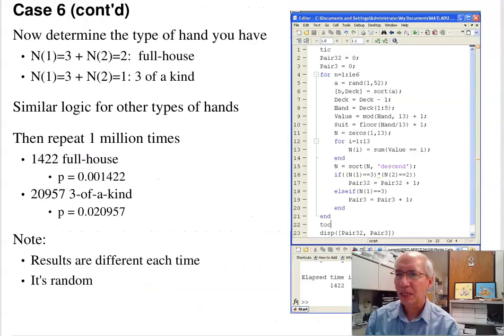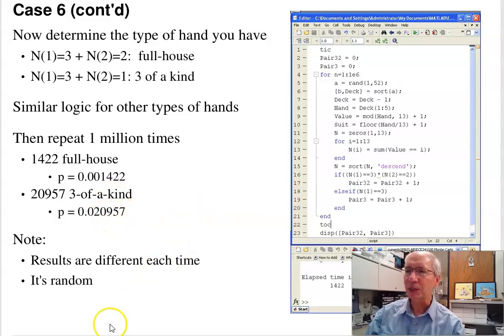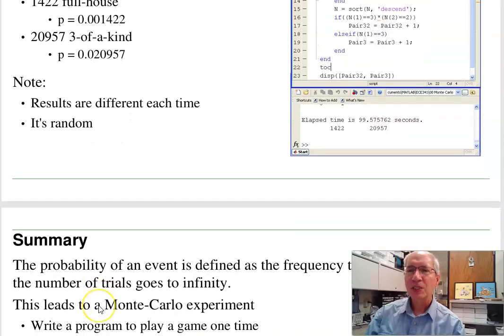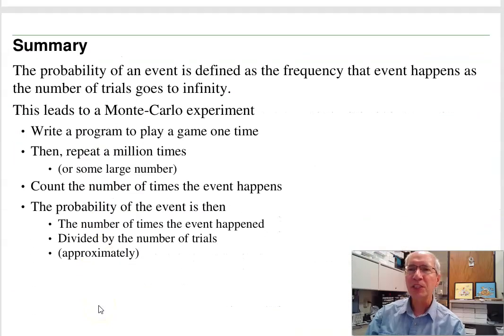So with that, if I run it 1,000,000 times, I got 1,422 full houses, telling me that the probability of a full house is about 0.1422%. 3 of a kind, I got 20,000 3 of a kinds, meaning it's about 2.09%. Different every time I run it, it is random, but that's Monte Carlo. So that's kind of what Monte Carlo simulations are.